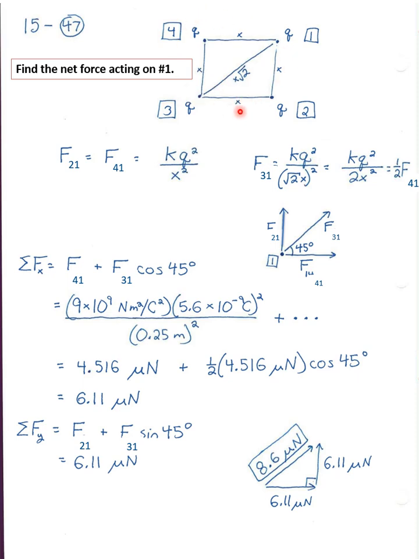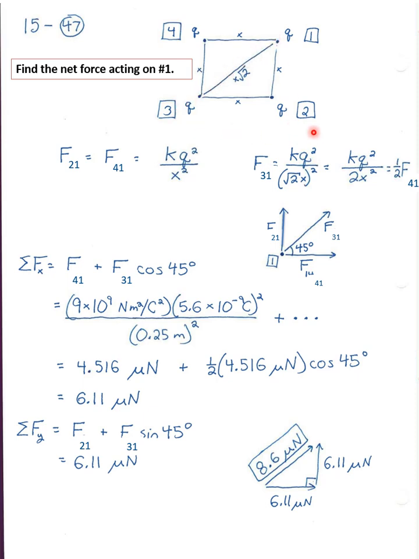As I've drawn the picture, I've labeled them charges 1, 2, 3, and 4. And what I'm going to do is find the net force acting on charge 1. And because of symmetry, what I hope you can see is that it's going to be the same answer for 2, 3, and 4. Meaning whatever's happening to charge 1, it's getting pulled on horizontally, it's getting pulled on vertically, and it's getting pulled on diagonally.